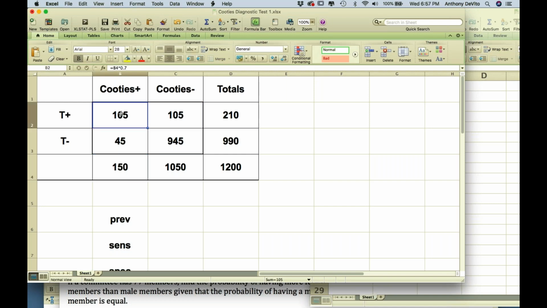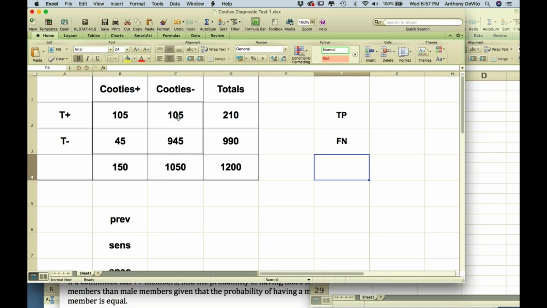Some of them were correctly identified by this diagnostic test. In other words, this 105 represents true positives. People that tested positive and actually have the disease. The people in the 45 right below that have the disease, but they tested negative. So they are false negatives.